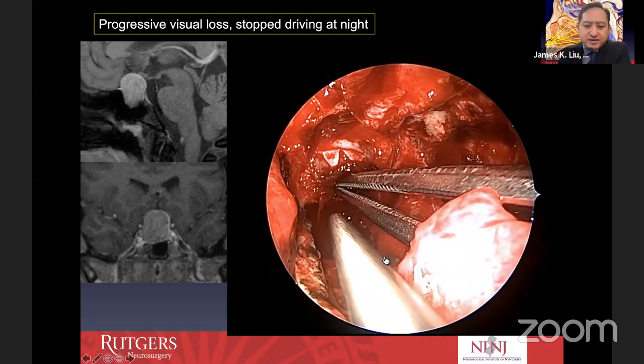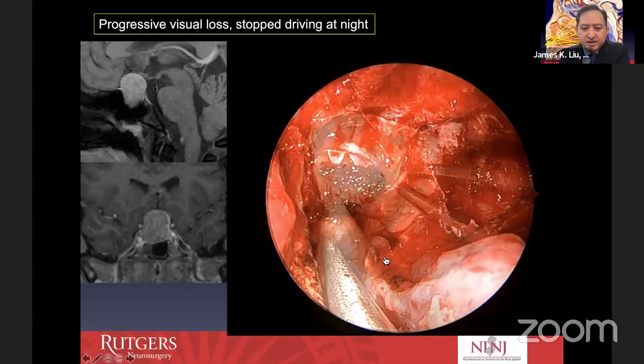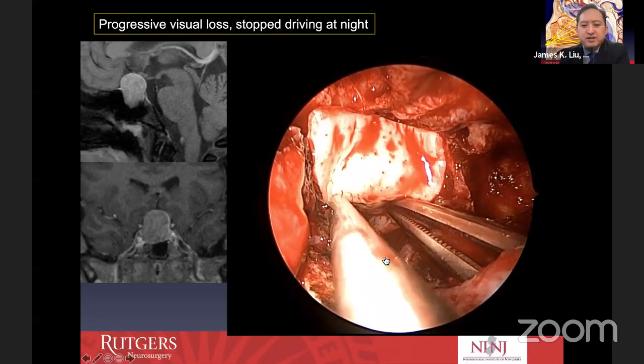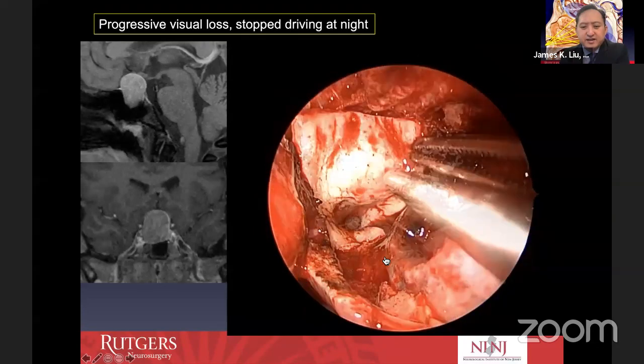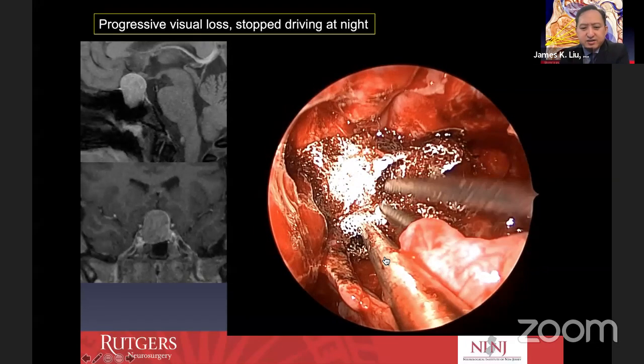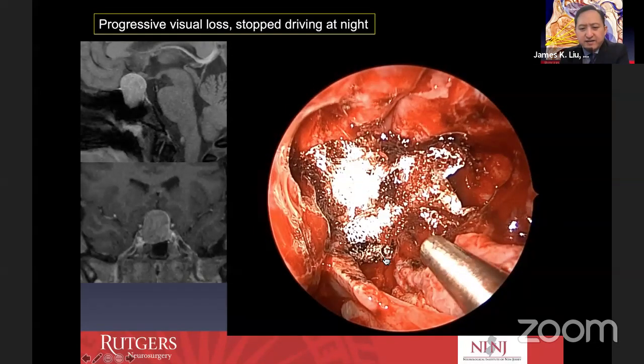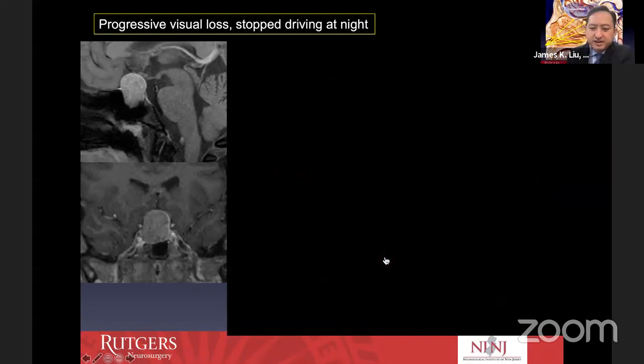And so in the absence of a CSF leak intra-op, we repair it simply with a piece of AlloDerm graft. This takes literally 10 seconds to do. You just cut a square of this graft and put it up against the skull base, and we'll bolster it with Surgicel and Gelfoam.